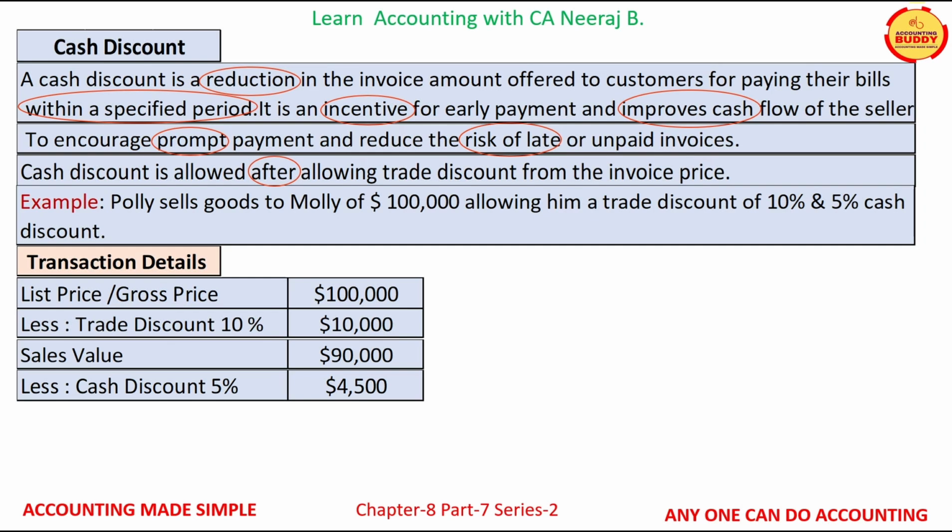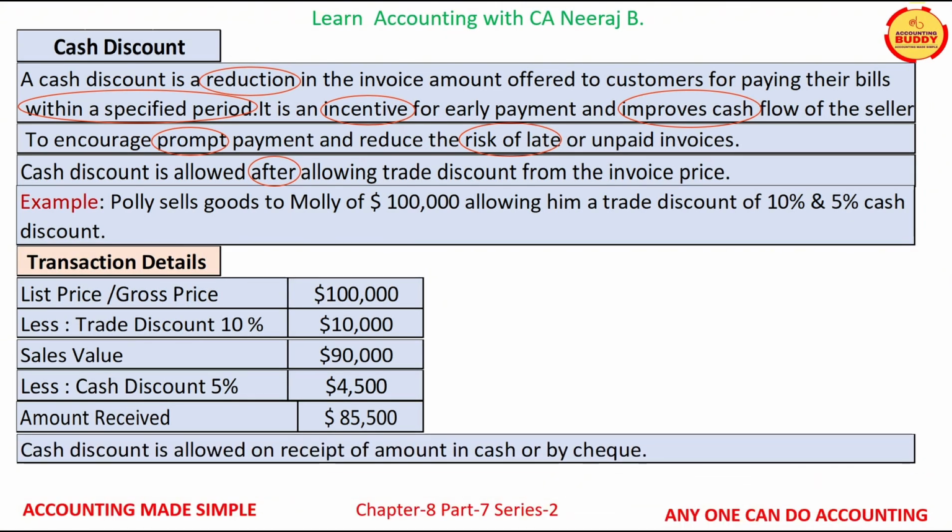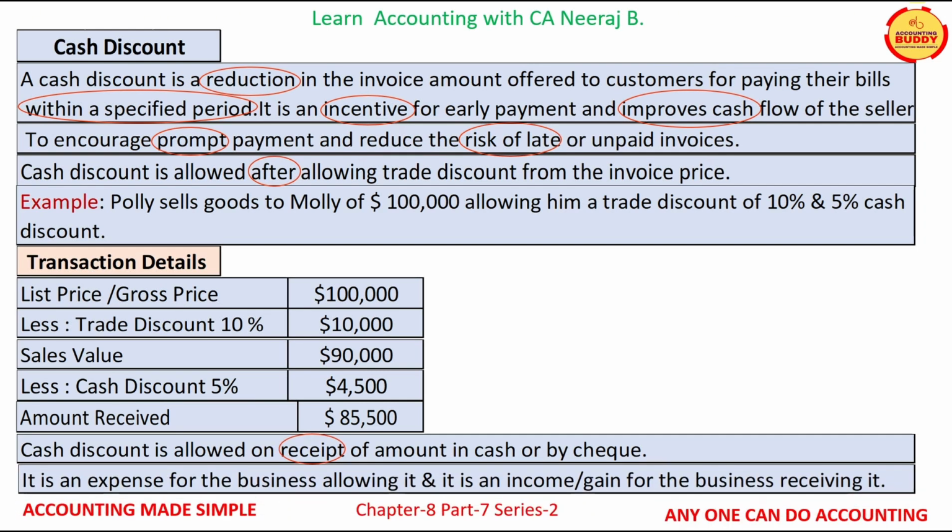Now for this transaction, $85,500 will be paid by the buyer to the seller. Please note that cash discount is always allowed on the receipt of amount either by cash or check. Cash discount is an expense for the seller allowing it, and it is an income or gain for the buyer.